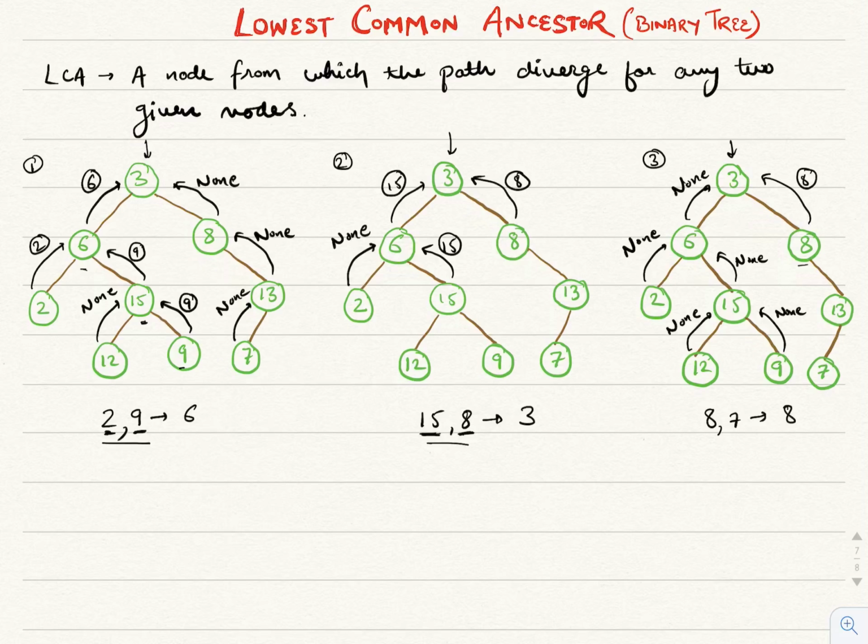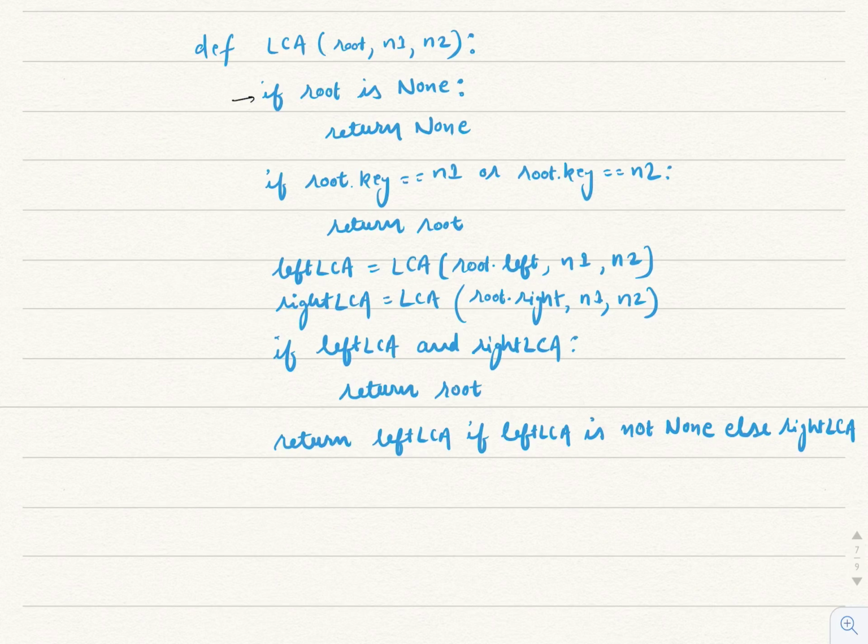So next we'll see how to do it in terms of code. Here's the code for the LCA. The first condition is the base case. We will just return none if the root is none. Next, if root is equal to one of the nodes for which we are looking for the LCA, it will just return that node. And this condition will also cover the situation where one node is the ancestor of the other, so it will return that node.